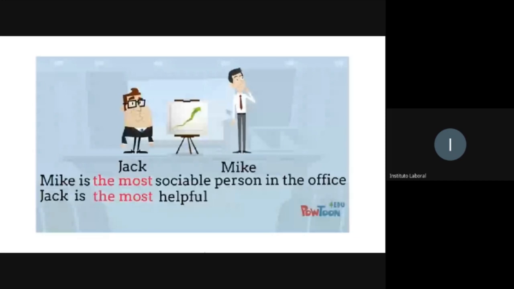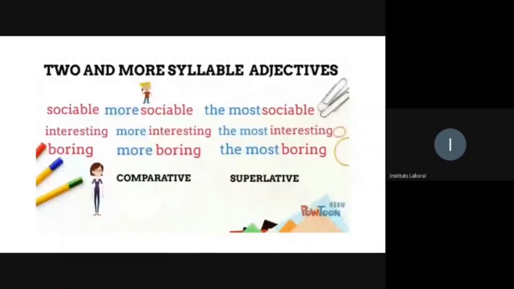Jack is the most helpful. The superlative form of two syllable adjectives is usually formed with most. For example, social. And again, let's read the comparative and superlatives together. Social, the most social. More interesting, the most interesting.